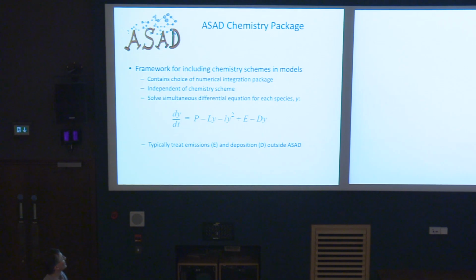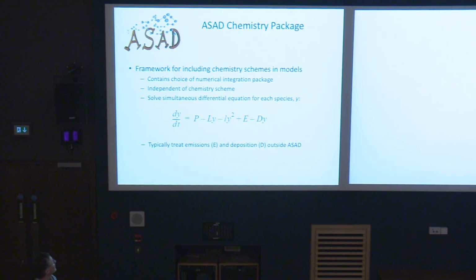So ASAD contains a choice of numerical integration packages. I've described some of those. So the backward Euler approach is the standard one, but there are a number of other approaches possible too. The package is independent of the chemistry scheme. So the idea is you can actually change the chemistry relatively straightforwardly without having to get into the nuts and bolts of ASAD itself, the chemical package.